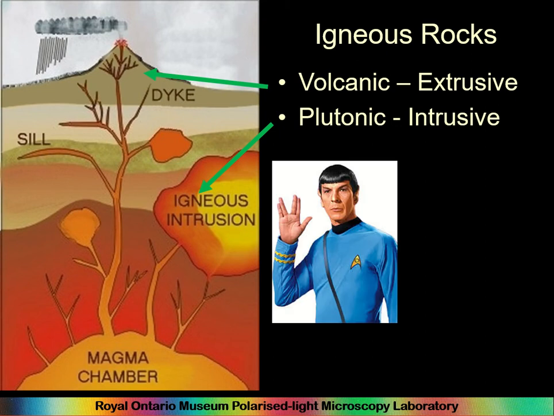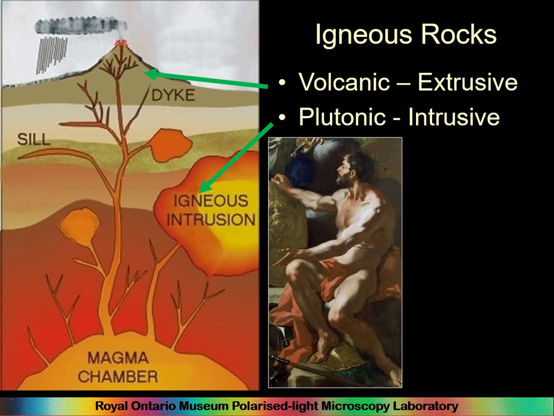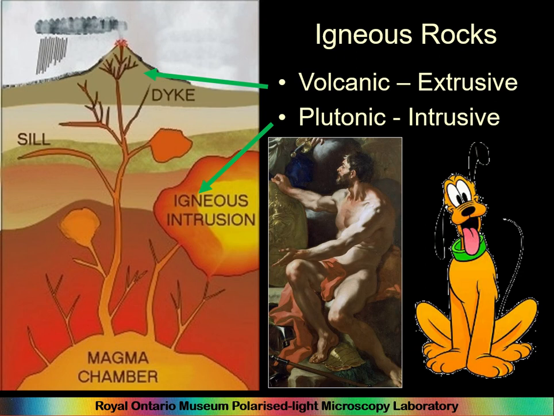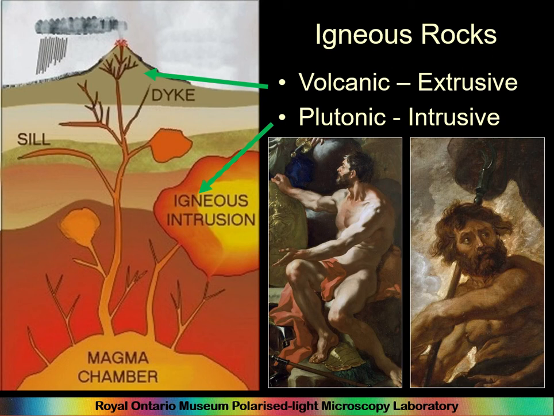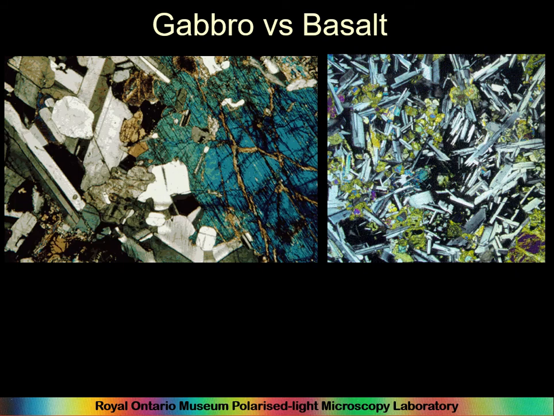So the volcanic rock is named after the god Vulcan, who lived in a volcano, and plutonic is named after the god Pluto, who lived underground. And so, that distinction, for instance: this is chemically the same rock. This is called Gabbro, this is called Basalt.